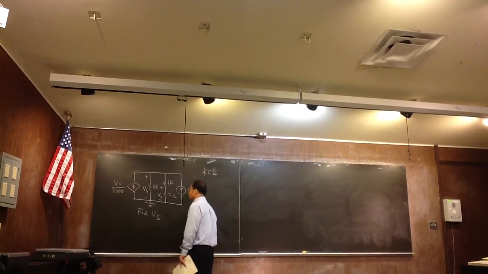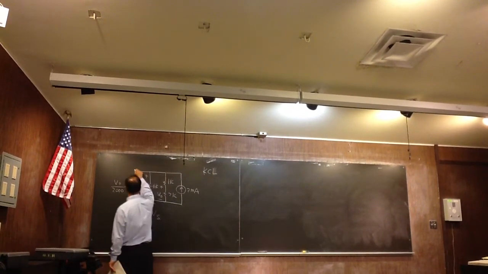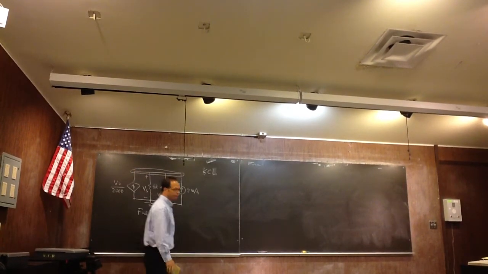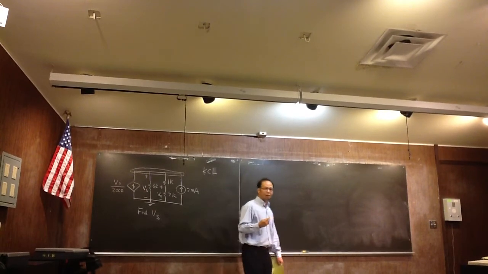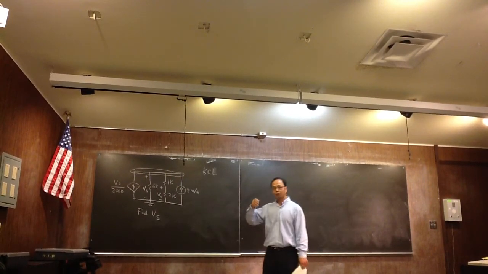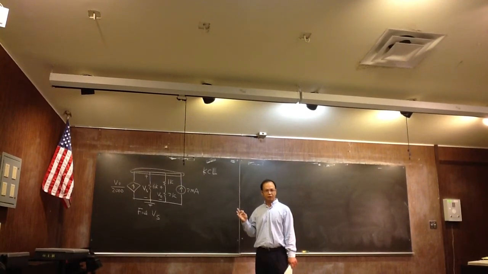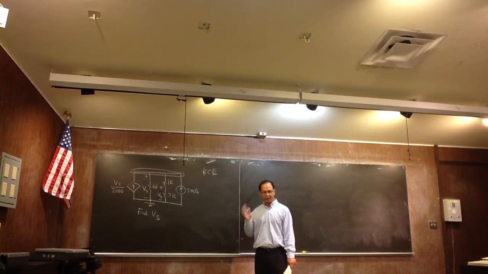The Kirchhoff current law. Because basically this is a node. This is a single node. And from the KCL, you can write an equation that will summarize all the currents entering and leaving the node. And that sum has to be equal to 0, right?